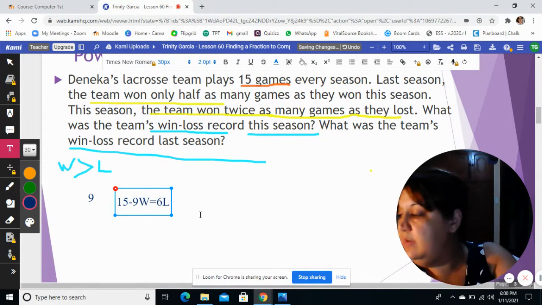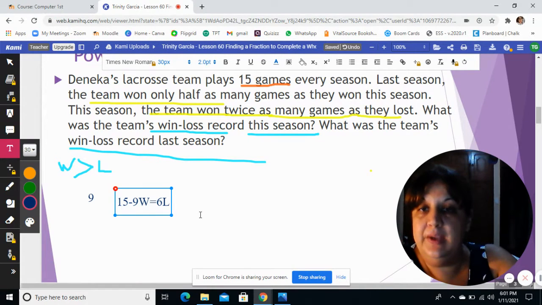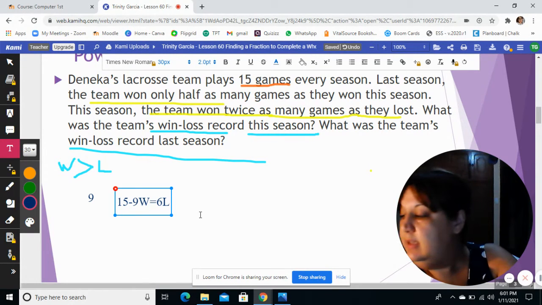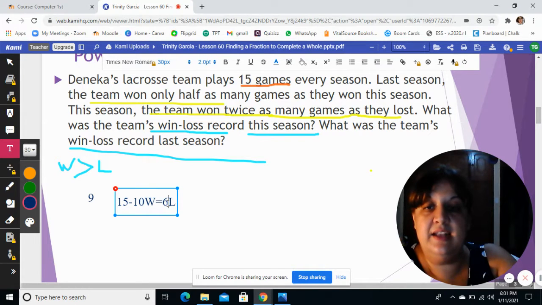Okay, now let's see if that works. You could try checking by asking, is 9 twice as many as 6? No, it is not, because twice as many as 6 would be 12. All right. So we need to try another guess for the number of wins. Let's try 10. Okay, so 15 minus 10 would give us 5 losses. Now, is 10 twice as many as 5? Yes, it is.